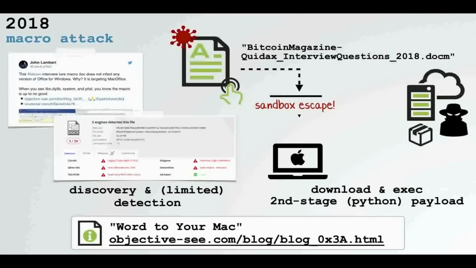Moving on to 2018, we have a document that appears to be about Bitcoin, which was a very hot, trendy topic at the time. Again, if the user opens the document and allows macros to run, the system is owned. Now, this document is interesting, and we'll dig into this more shortly. But the most interesting aspect of this attack was that the embedded exploit code contained the ability to actually bypass Microsoft Office's sandbox.